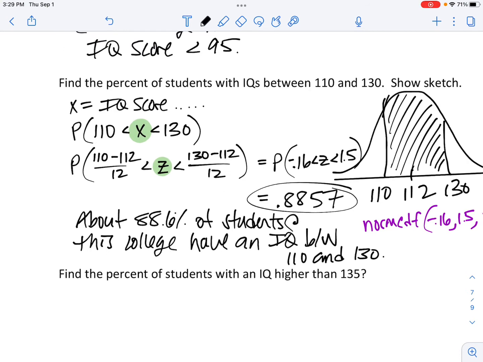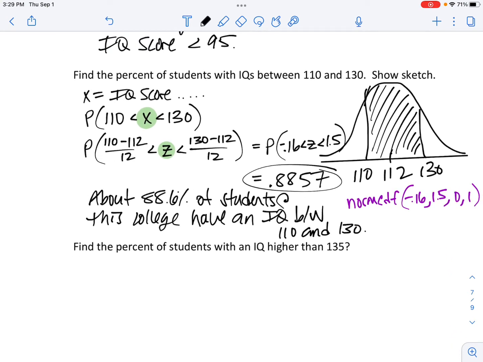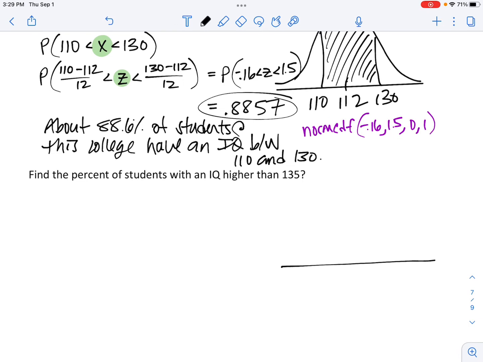Okay, another one. Percent of students higher than 135. Okay, another sketch. This just helps us with our common sense. I've got 112 right in the middle. 135 way out here. Greater than that, we're looking at a very small percentage. You agree? So I'm going to first define my X. It's the IQ score.